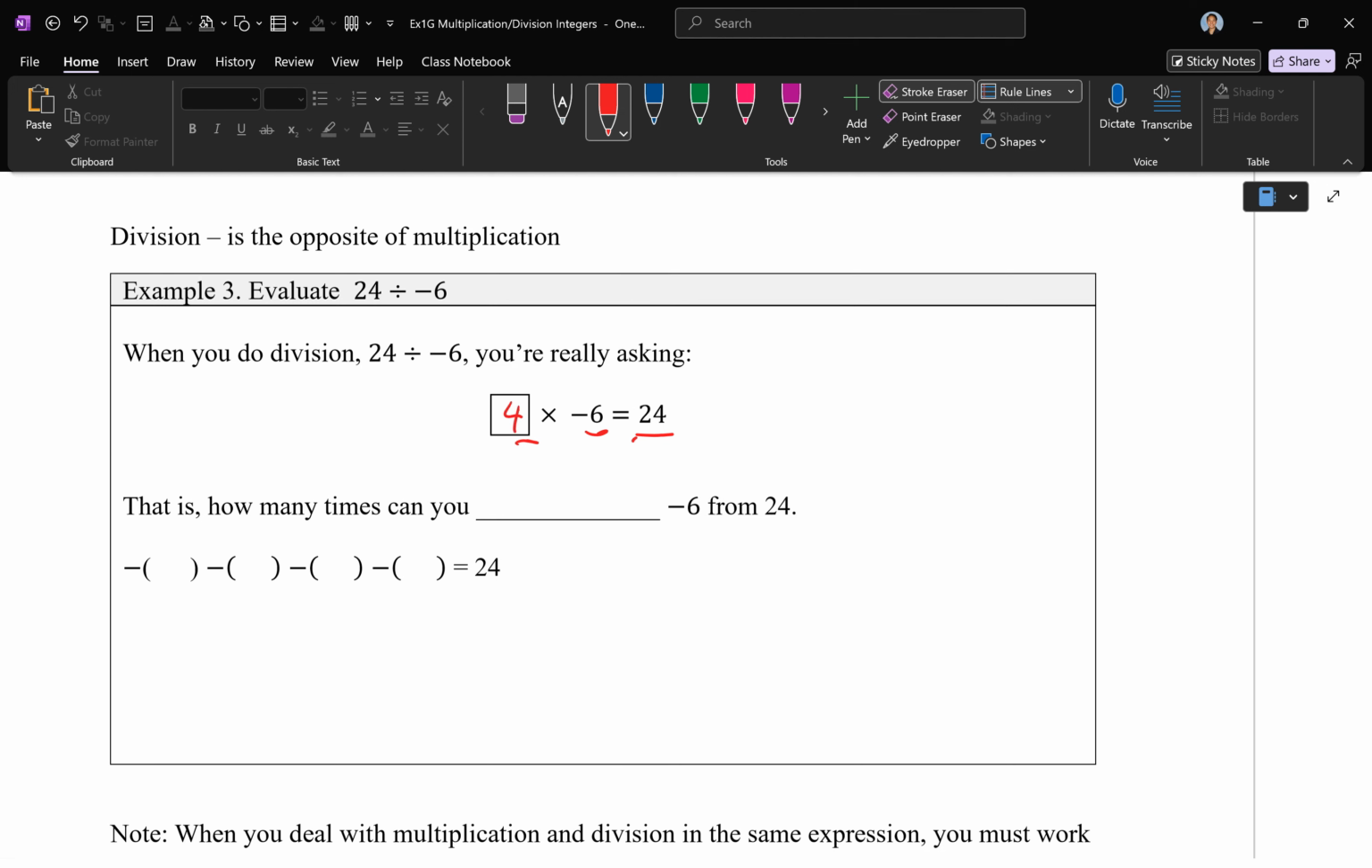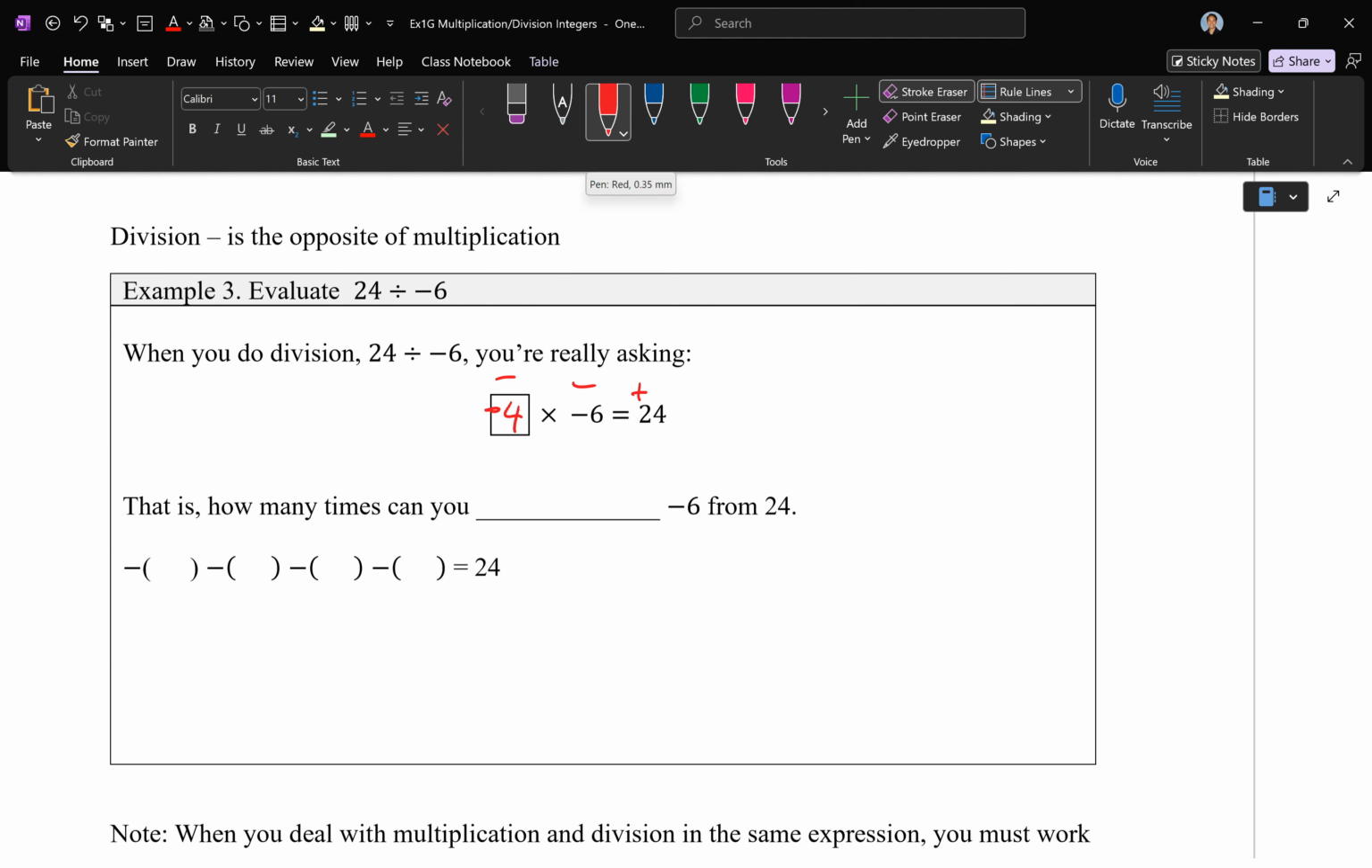Yes, 4 times 6 gives you 24, but now we look at the sign. The result is a positive. This is a negative number, so what sign should this be with a negative to make it a positive? Negative. So your answer has to be a -4. So here, this is how many times you can -4 groups of -6 from 24. Okay? All right. Now I'm going to fix this part.